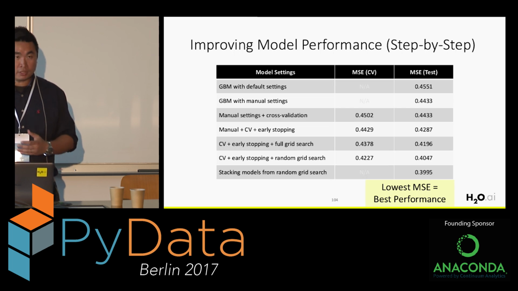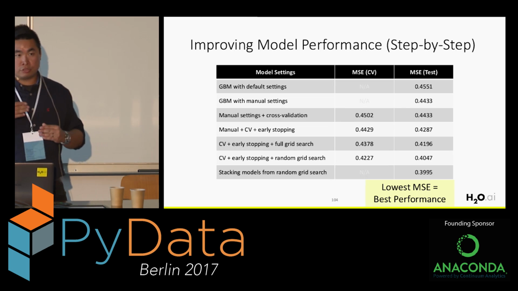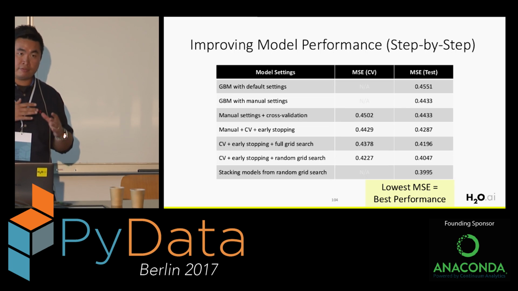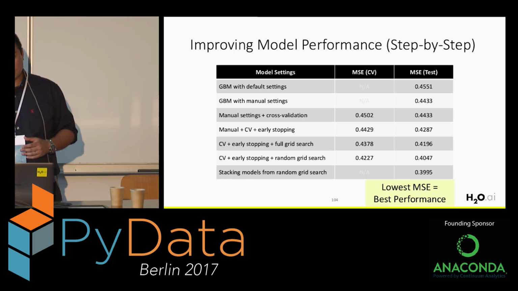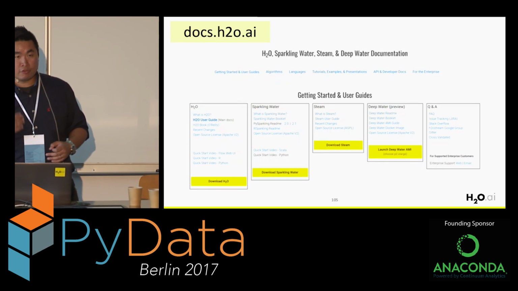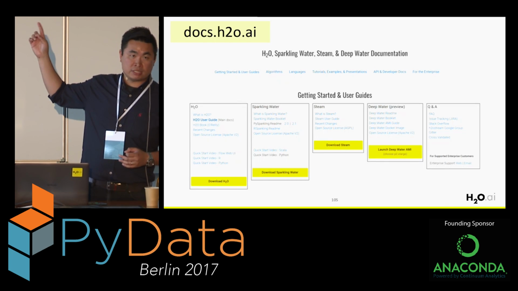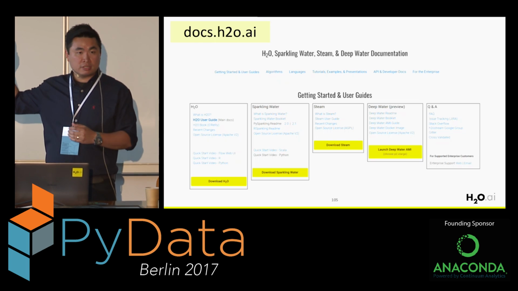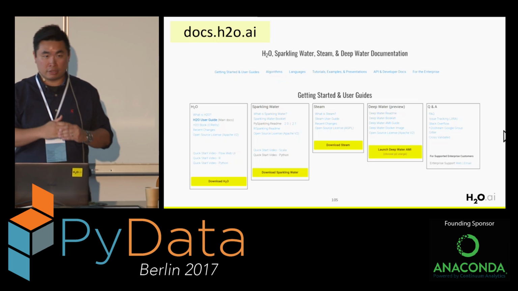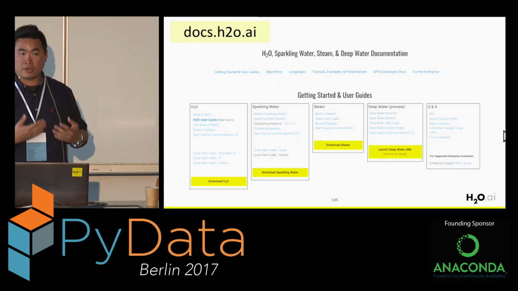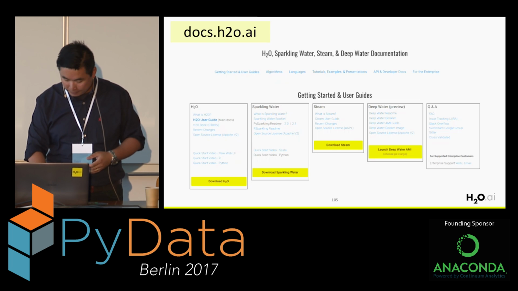And the summary here is that I showed you how to use different functions in H2O to improve the performance step by step. And if you want more information, remember this address: docs.h2o.ai. Then you can find more code, more tutorials, more examples from that web page.